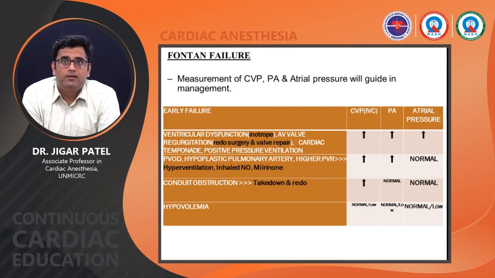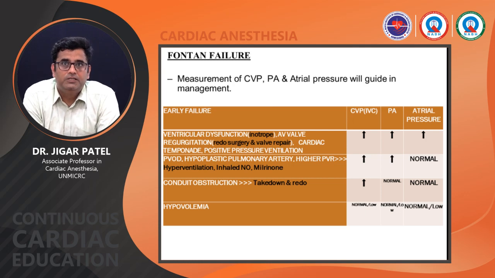So if there is an increase in CVP and PA pressure, but with normal atrial pressure, it indicates there is a high transpulmonary gradient. So the causes are pulmonary vascular occlusive disease, hypoplastic pulmonary artery, or higher PVR. The treatment options are to give inhaled nitric oxide, Milrinone, or do hyperventilation.